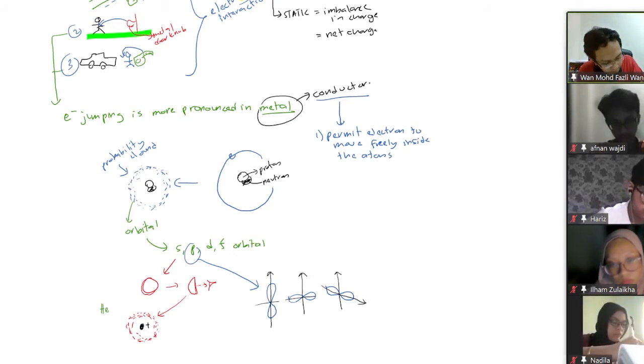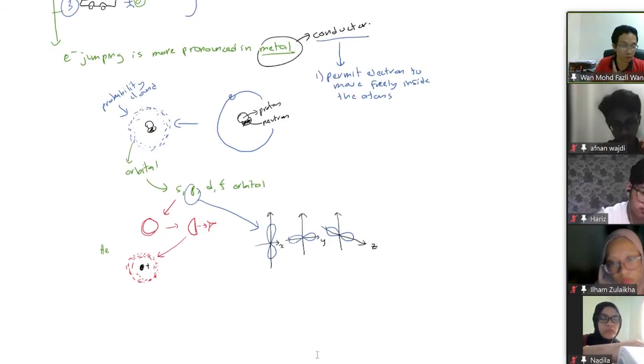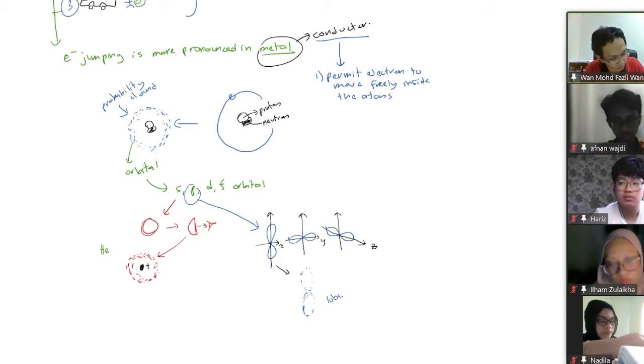this is x, this is y, this is z. Meaning that for the p orbital, the shape of where the electron can reside is something like a dumbbell shape. So basically the orbital will look something like this. It's like a lobe, L-O-B-E, or a dumbbell.